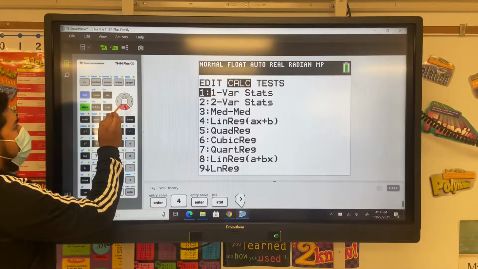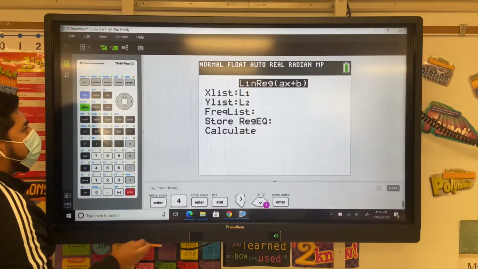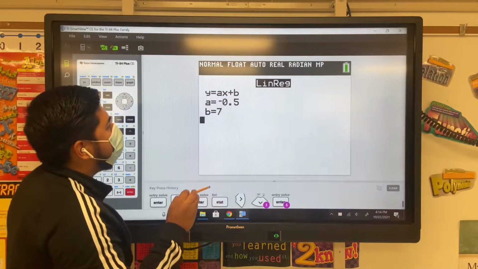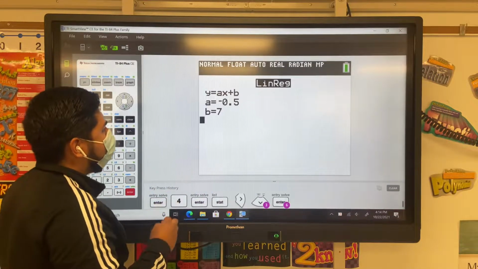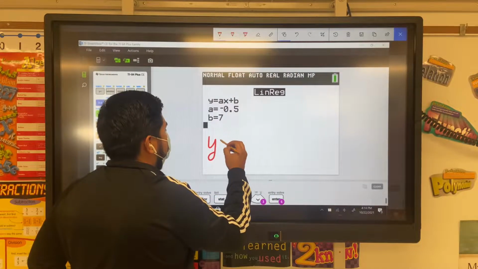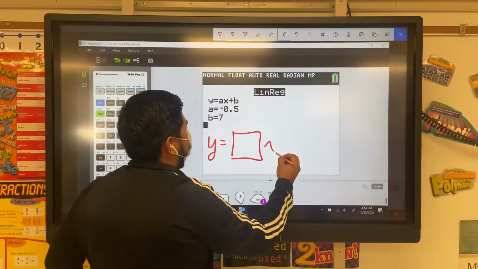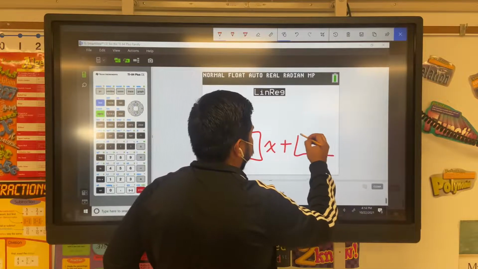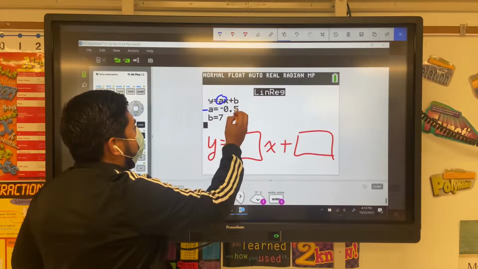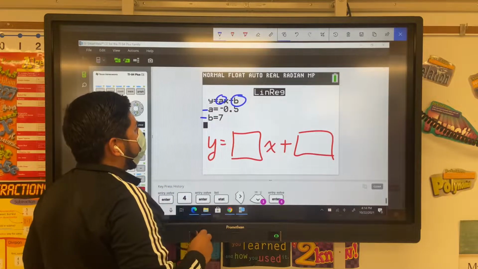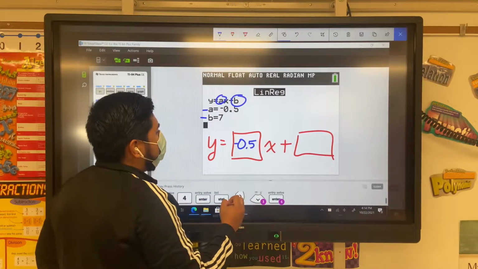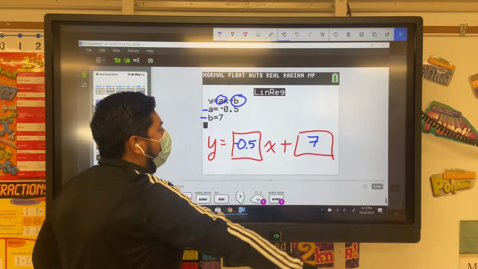Going with the rest. Stat, calc, 4. Went a little fast. If you need a reference to the first video, please go back to the first video. Answer is negative 0.57. Of course, just like last time, we've got to fill in the blanks. Y equals blank x plus blank. A is right here. B is right here. Who goes in the first box? Negative 0.5. Second box, 7.